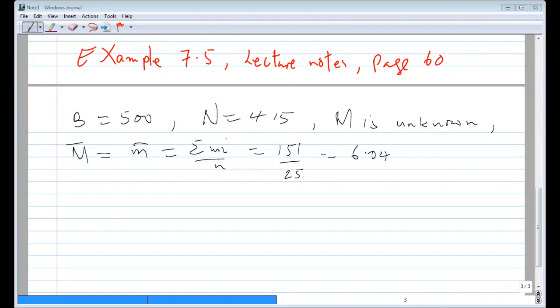But anyway, our M bar is 6.04 because M is unknown. So that is why we have been forced to estimate capital letter M bar, which is equal to the small m bar, which is equal to summation of Mi over n. And at the end, we ended up getting 6.04. Okay. So now we have got the number of clusters in the population, we've got the bound on the error of the estimation, and we've got our M bar. So now we can use that information.